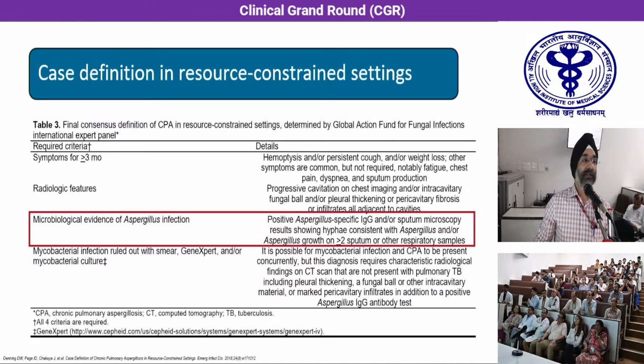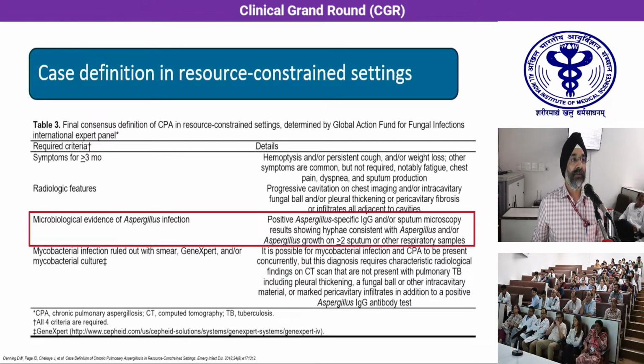If you look at the evidence which we need to show, it is primarily by demonstrating Aspergillus specific IgG. Others like septate hyphae and growth from any respiratory sample, generally 2 or more, are considered appropriate evidence of Aspergillus in the respiratory tract. Initially, when the diagnostic algorithm was brought into practice, mycobacterial infections had to be ruled out. But with experience, we know that both CPA and TB can coexist. However, radiologically, as Dr. Subbi has indicated, there might be certain differences which may help us differentiate between the two entities.